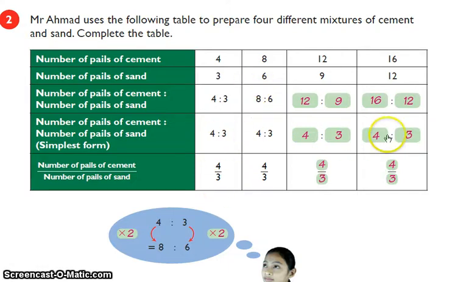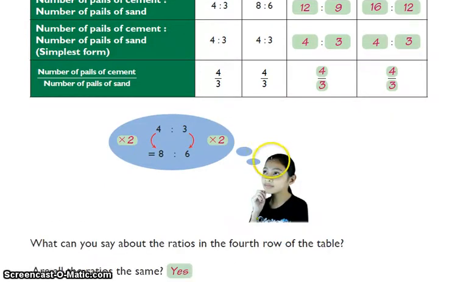So the reason why he used the same ratio is because he wants consistency in the type of mixture that he produces.